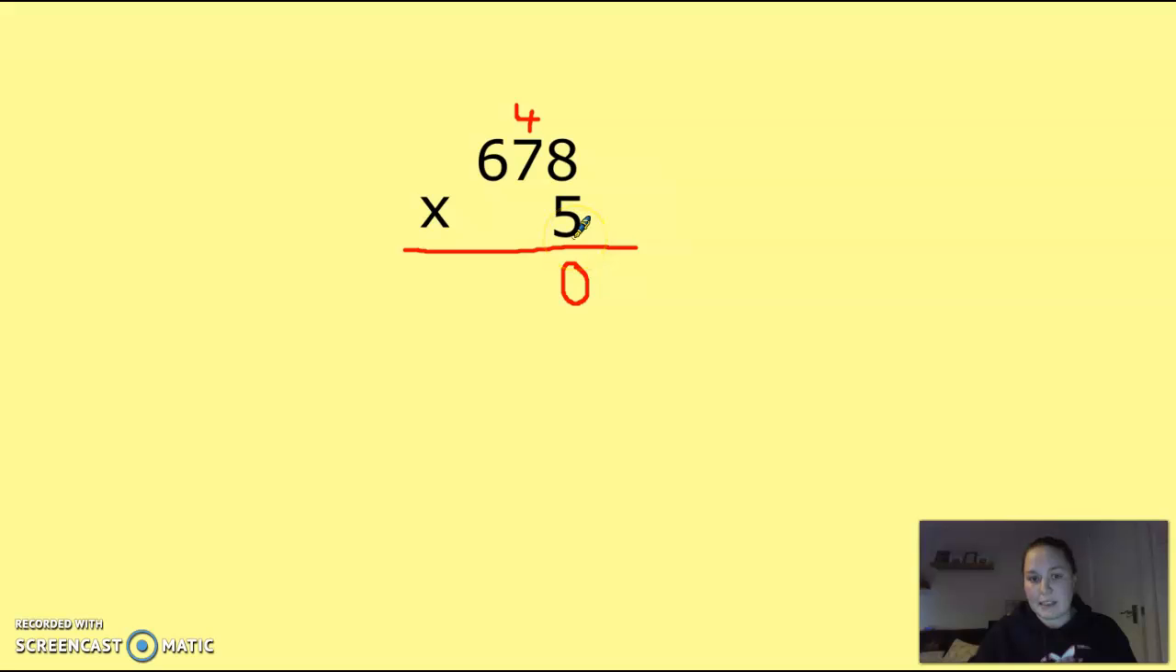7 times 5 is 35. Add that 4. 39. My 9 there, my 3 carried. And then 6 times 5 is 30. And add that 3. 33. Okay, so 3,390. Give yourself a big pat on the back if you got that one right.